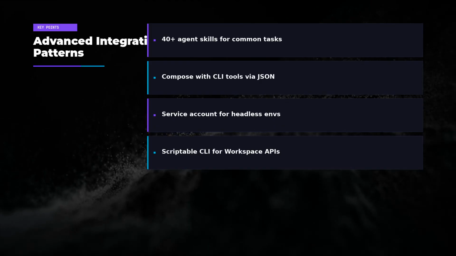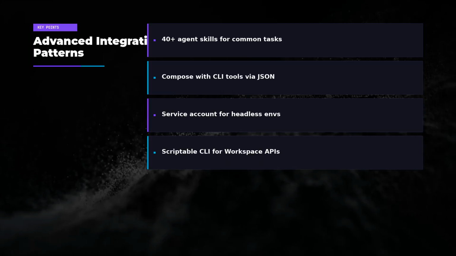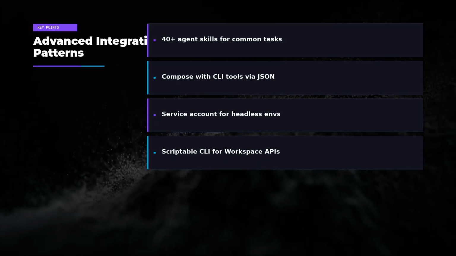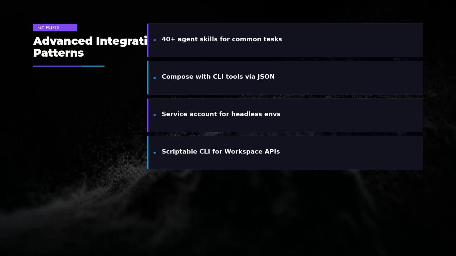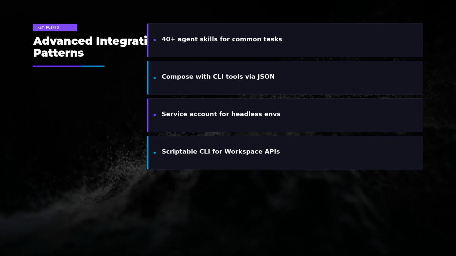Second, you can compose GWS with other CLI tools to build powerful data pipelines. Pipe drive file listings into jq for filtering, use xargs for batch processing, or chain GWS with Git to automatically sync documents with version-controlled repositories. The structured JSON output makes Unix-style composition natural and reliable.